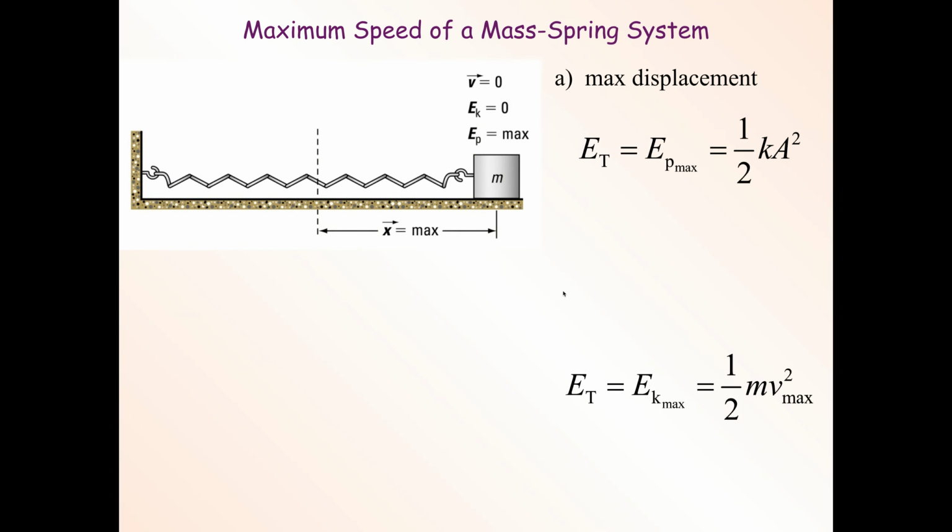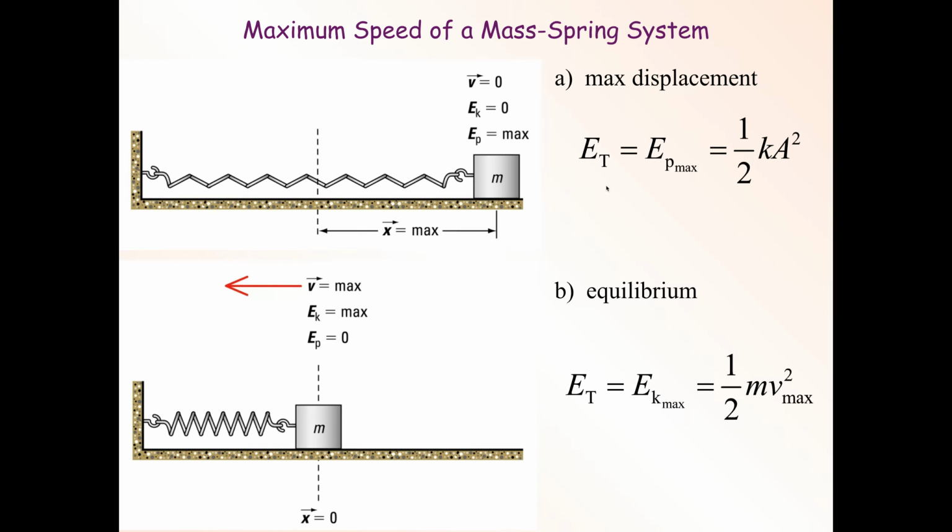Okay, maximum speed of a mass spring system. Again, our total energy is equal to our maximum potential energy, which is when the spring is stretched as far as it'll go. So our energy at maximum displacement is equal to 1/2 times our spring constant times our amplitude, or just our maximum x squared. This could be on your formula sheet: EP equals 1/2 kx squared.